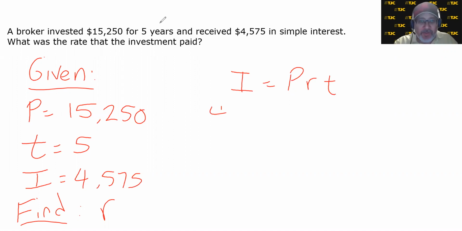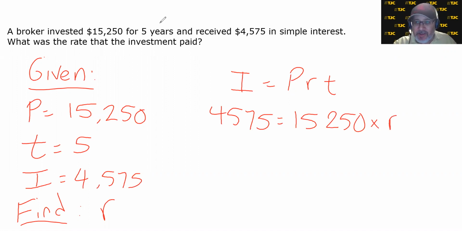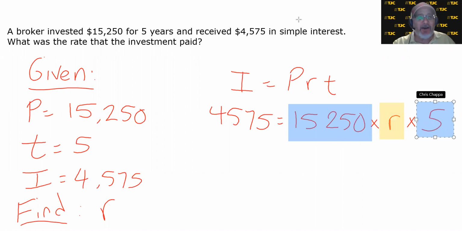Our interest is $4,575. Our principal is $15,250 times the interest rate we don't know yet, times the time, which was 5 years. And now we're in the exact same situation we were before. We've got a number that we don't know that we want to find, multiplied by two numbers that we do know. Our goal is to get the R by itself. So our first move is going to be to multiply the two numbers highlighted in blue to make them a single number.